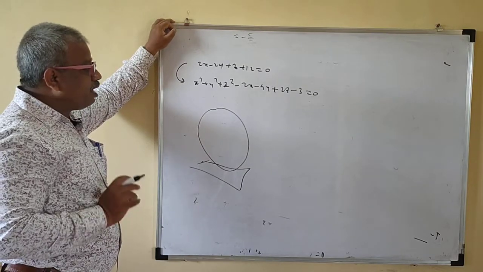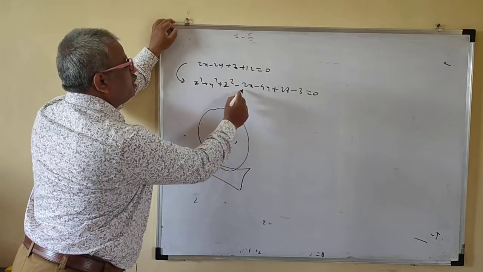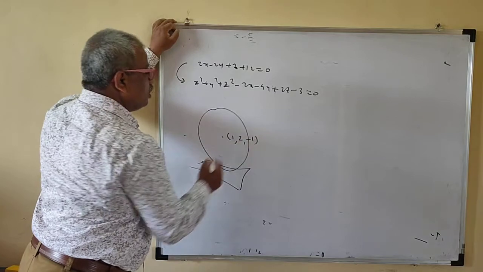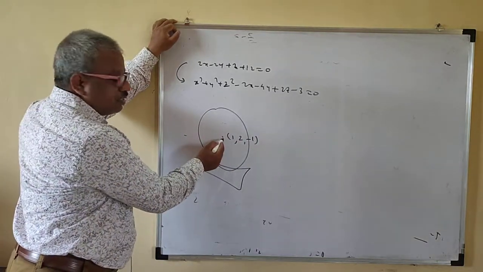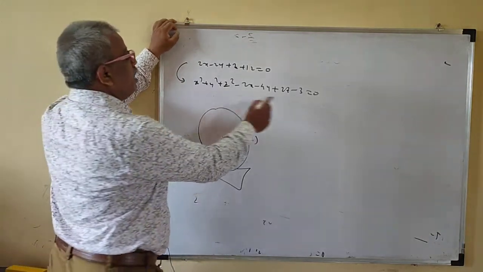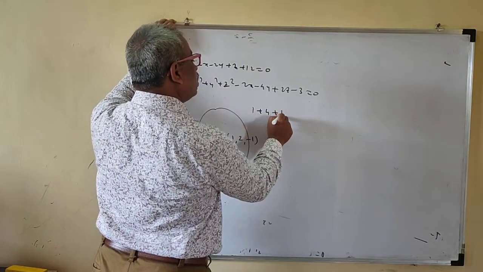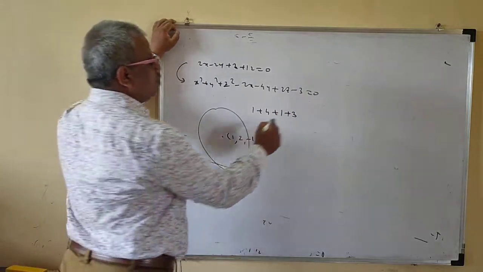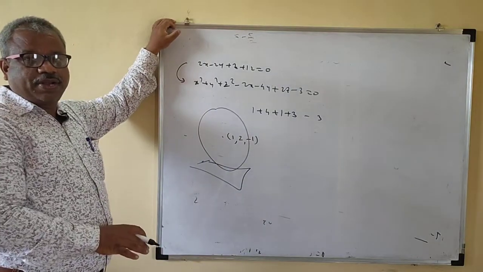So what we have to do, this is the center. What is the center? Multiply by minus half, so this is 1, 2 and minus 1, which is the center. And what you want to find is the perpendicular distance of the center from the plane, that will be your radius. Radius is 1 plus 4 plus 1 plus 3, so this is 9. The radius is 3.